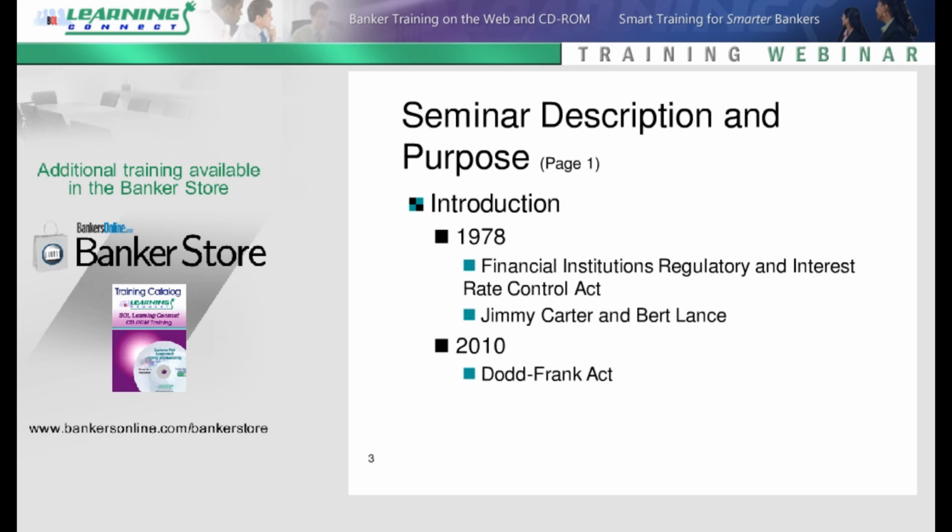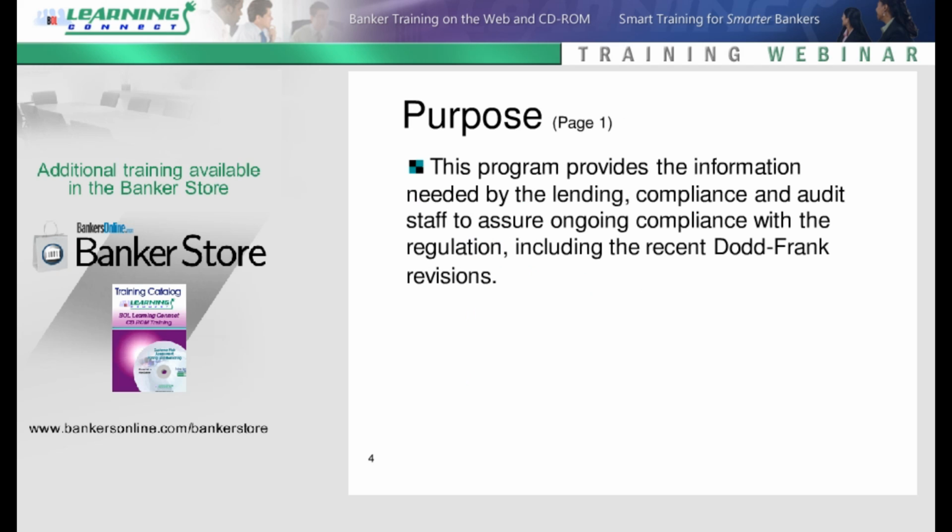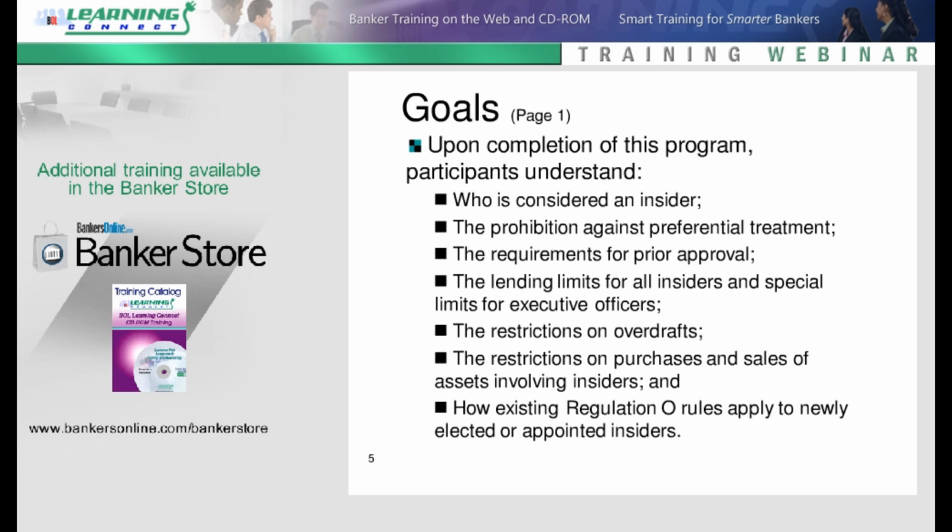All right, now, purpose. What we're looking at here is the purpose of the law overall is to provide information that's needed here for ongoing compliance, including these new Dodd-Frank revisions. And what we want to accomplish today is we are going back and reviewing the basic requirements. You've got to periodically refresh yourself on this stuff. So we're going to go back and look at issues like who is an insider in your bank. We'll talk about the prohibition against preferential treatment, requirements for prior approvals.